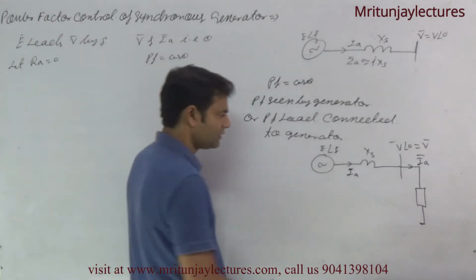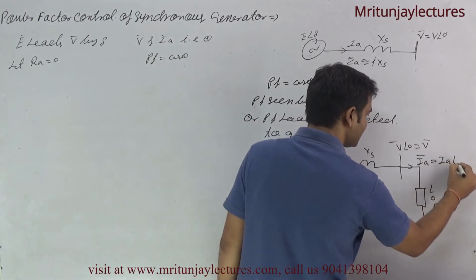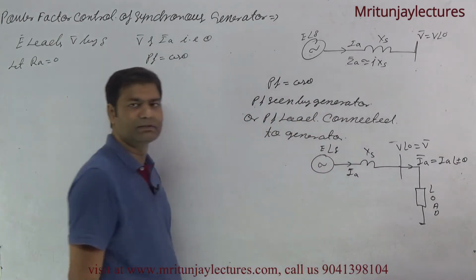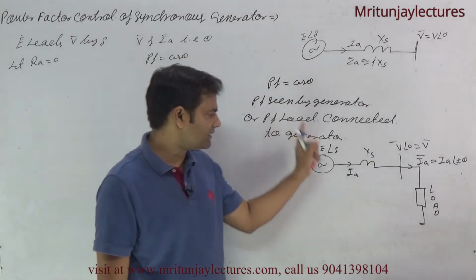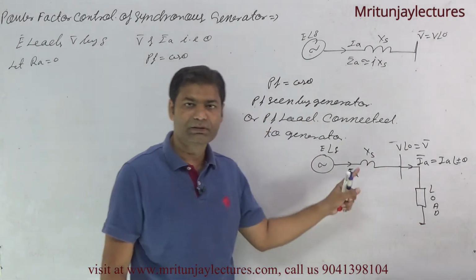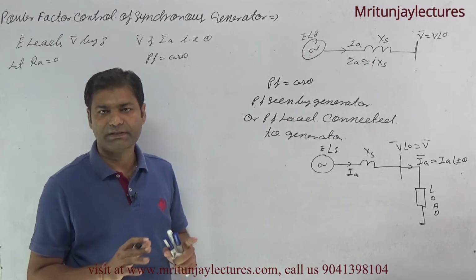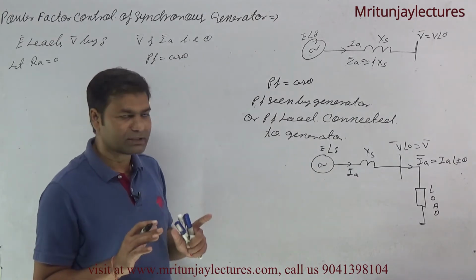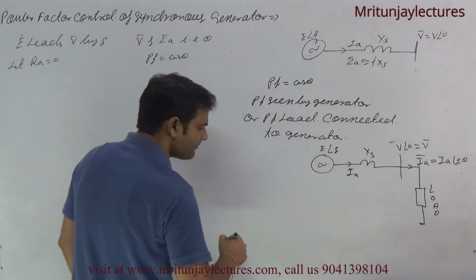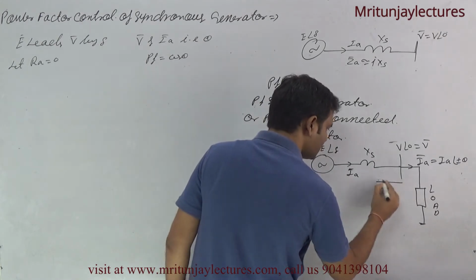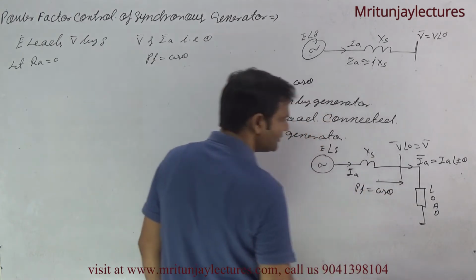That is the load. IA will be equal to IA at plus or minus theta, may be leading or lagging. Okay, so you can clear the power factor seen by the generator, or the power factor of the load connected to the generator. Clear? What is the meaning of this? This is the power factor, cos theta.